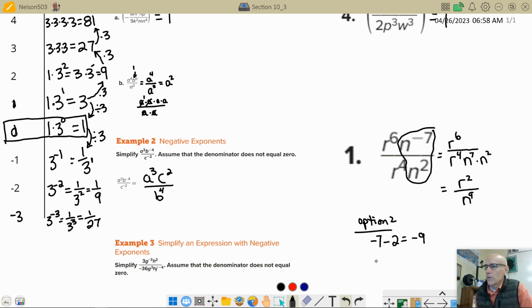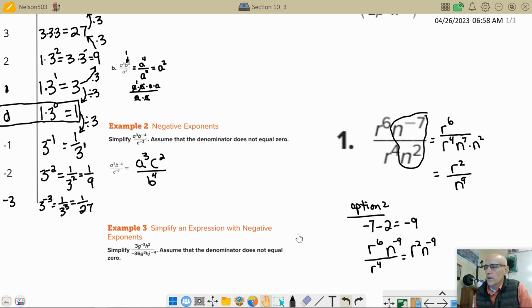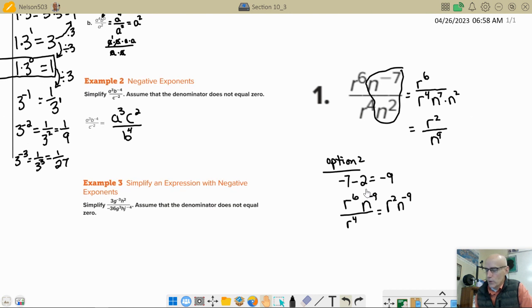So now what do we have? We have r to the 6th, n to the negative 9, all over r to the 4th. I guess I didn't deal with the r's yet. And so what do we need to do here? Well, we'll deal with the r's. We get r squared, and then n to the negative 9. But they don't want you to leave it with a negative exponent. So what we're supposed to do is say, oh, you know what? That n to the negative 9, that really belongs in the denominator. So let's move it back down to the denominator. So I get r squared all over n to the 9th power.